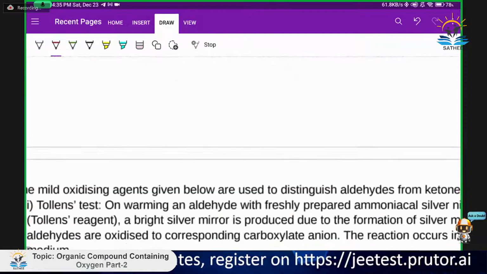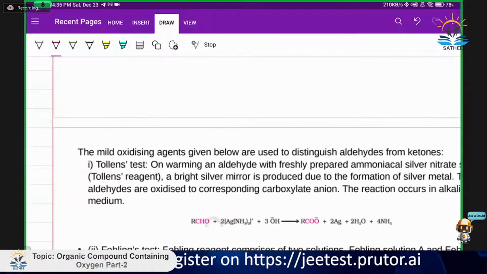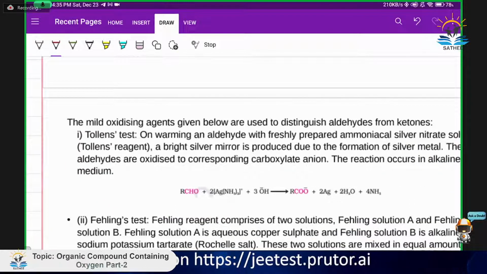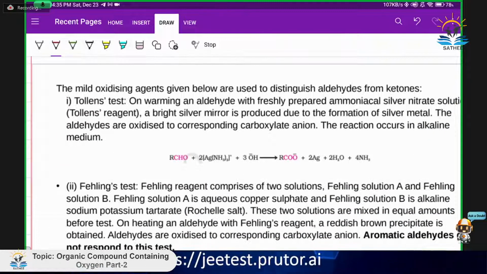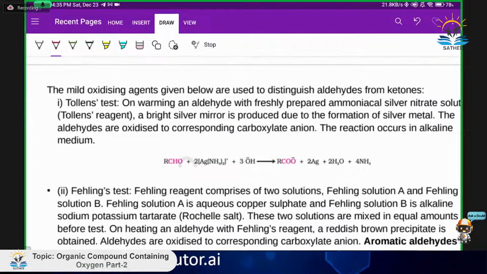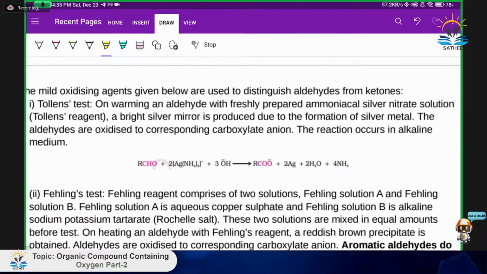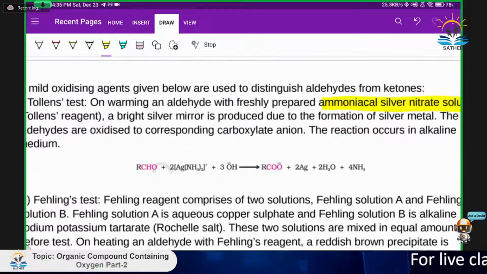The mild oxidizing agents given below are used to distinguish aldehydes from ketones. So we use different tests to distinguish between aldehydes and ketones. First, the Tollens test. What is the Tollens test? We add Tollens reagent, which is ammoniacal silver nitrate solution, and we'll get a bright silver mirror because of the formation of silver metal here.